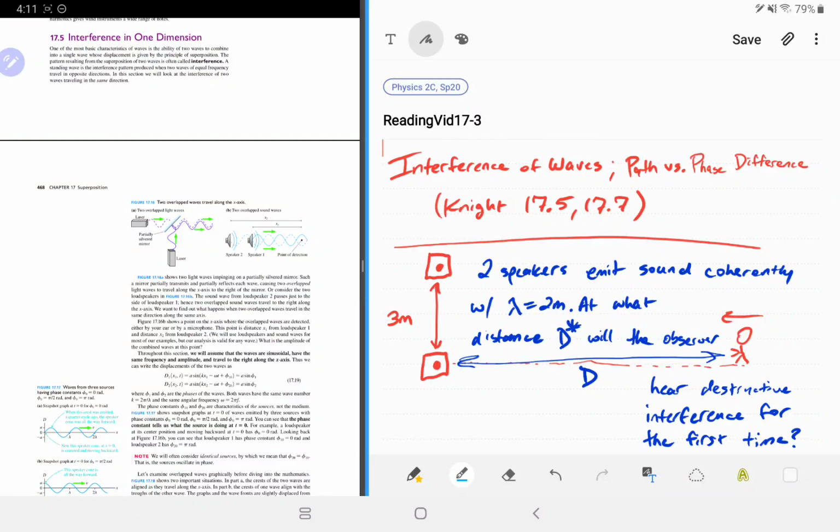The reason we tend to not notice this in nature is that it really requires an advanced setup for this source to be emitting sound waves coherently with this. Like you really have to take care to set that up.